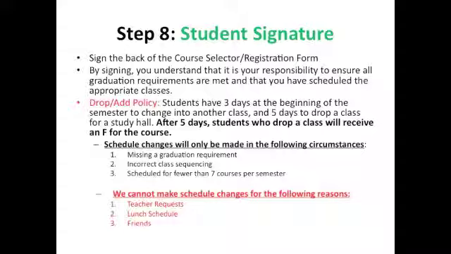Step 8. Student signature. Students are required to sign the back of the registration form. By signing, you understand that it is your responsibility to ensure all graduation requirements are met and that you have scheduled the appropriate classes. Please be aware of our drop add policy as well. Unfortunately, we can no longer accommodate elective changes. This is why it is so imperative that you make informed decisions regarding your course selections ahead of time.